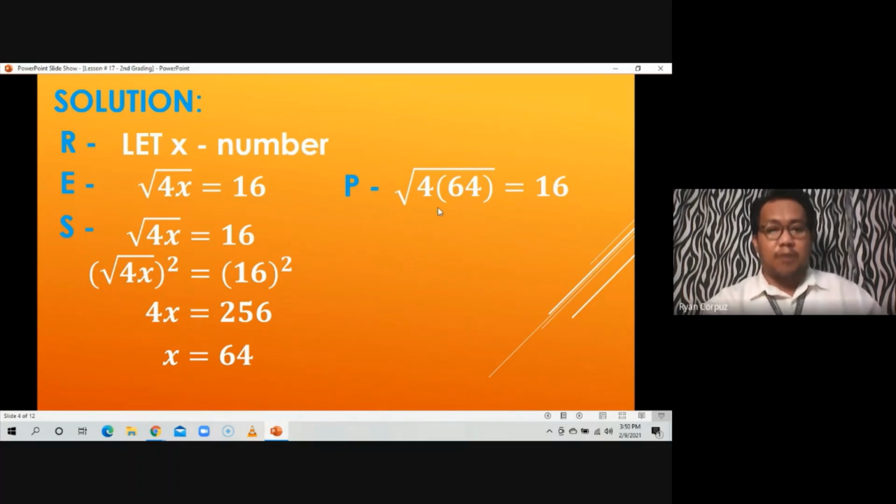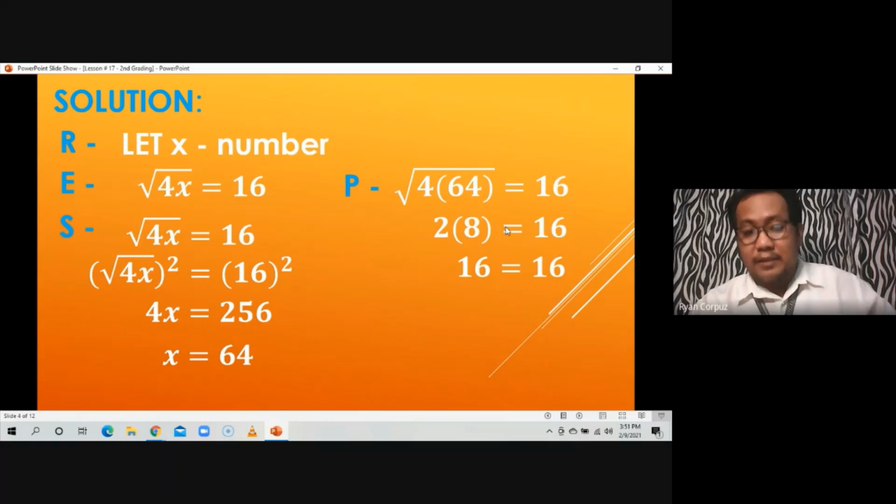So since both of them are perfect squares, just get the square root. The square root of 4, that would be 2, and the square root of 64, that would be 8. So magiging 2 times 8 yon. So ibig sabihin, wala na yung radical sign because both of them are perfect squares. So we got its root. So 2 times 8 is equal to 16, which is equal to 16.